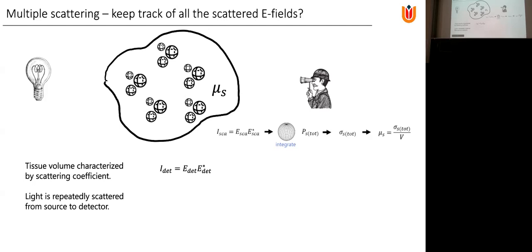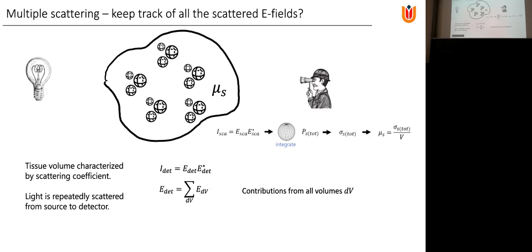We could try to do the same thing analogously for the detected intensity. So take the field at the detector multiplied with its complex conjugate, and then we have the intensity. But that is not going to work.